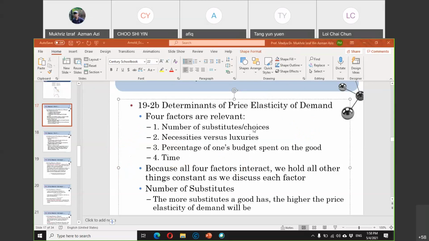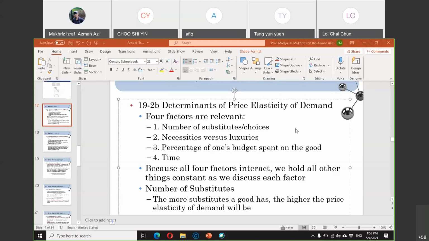Okay, the more choices you have, the more elastic demand will be. Again, because elasticity measures how responsive consumers are to changes in price. So if you have many choices and the price changes, you can choose other goods or other brands. But if you don't have many choices, even though the price increases, you say to yourself, what to do, this is the only option.